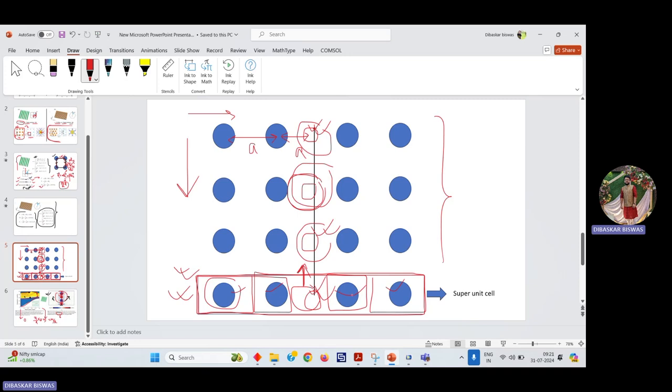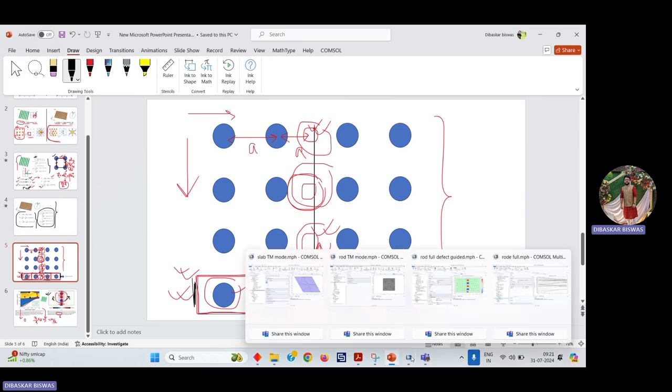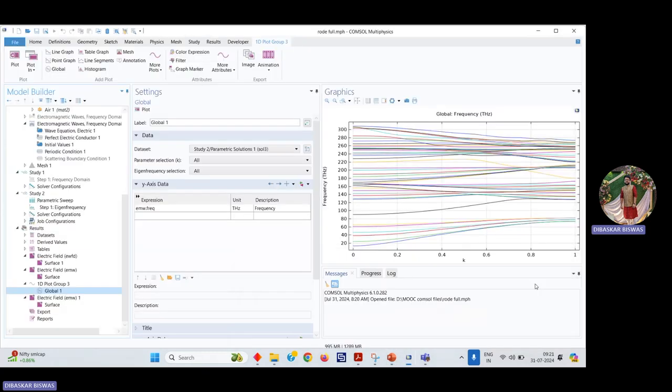This defect is periodic in the vertical direction. So on this face of the box and this face, we shall apply periodic boundary condition. And on the opposite faces, we shall apply the PEC boundary condition. I have already calculated it.